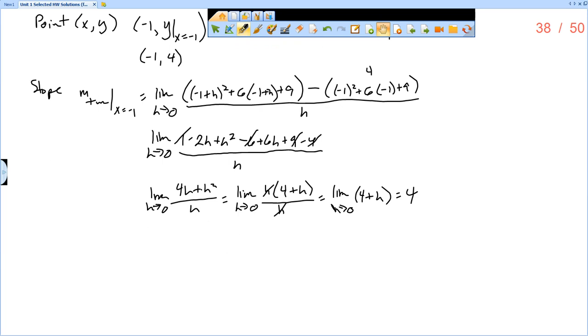So let's move that up. So now I have my point and my slope. And so I'm going to write the equation of the tangent line. All right, so the equation of the tangent line, y minus 4 equals slope of 4 times x minus -1.